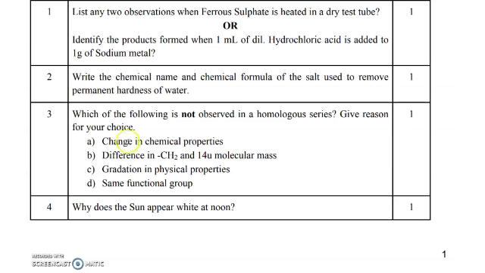First one is change in chemical properties, then difference in CH2 and 14 units of molecular mass, gradation in physical properties, and same functional group. If we take a homologous series, they all have the same functional group, and there is a difference of CH2 and 14 in molecular mass, and the physical properties also show gradation. And change in chemical properties, that is wrong.